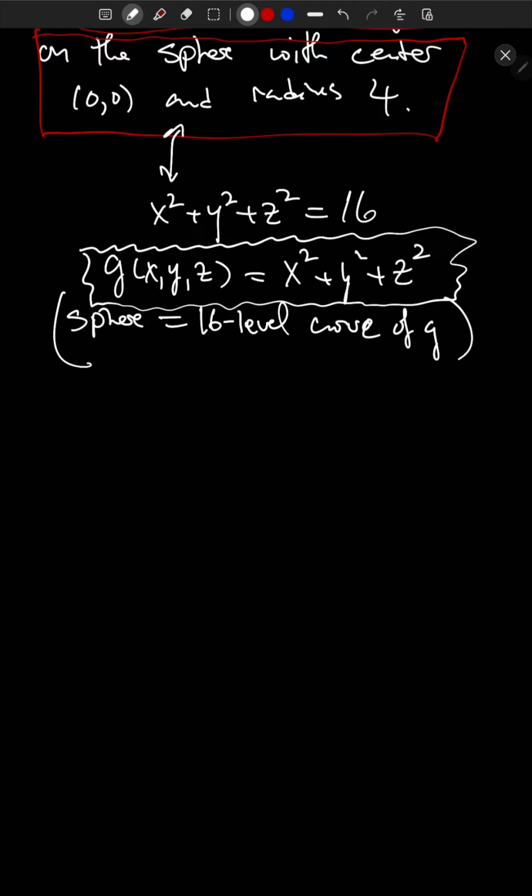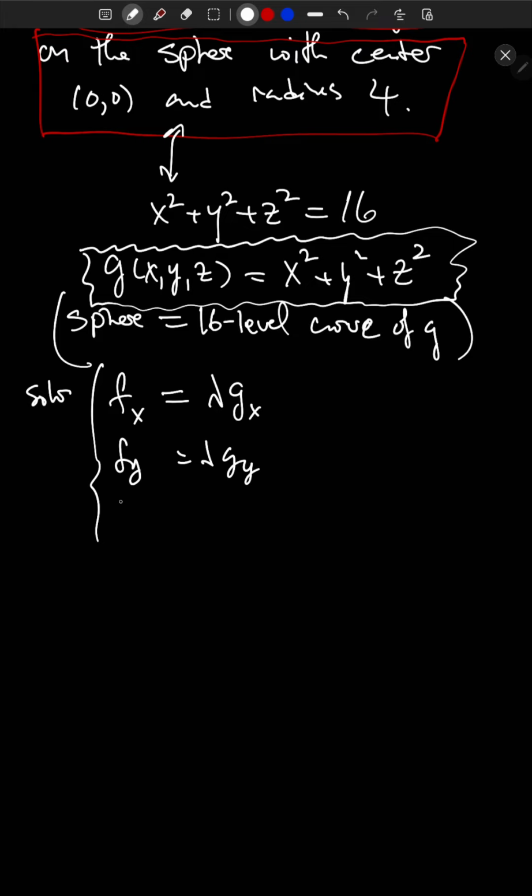All right, and now we can solve the problem. That's it. Now solve. fx equals lambda gx. fy equals lambda gy. fz equals lambda gz. So the only difference is now we have to have this gz term. And then the last one is we're on the sphere, so x squared plus y squared plus z squared equals 16. Okay, 4 equations, 4 unknowns. We expect this to have a decent number of solutions.